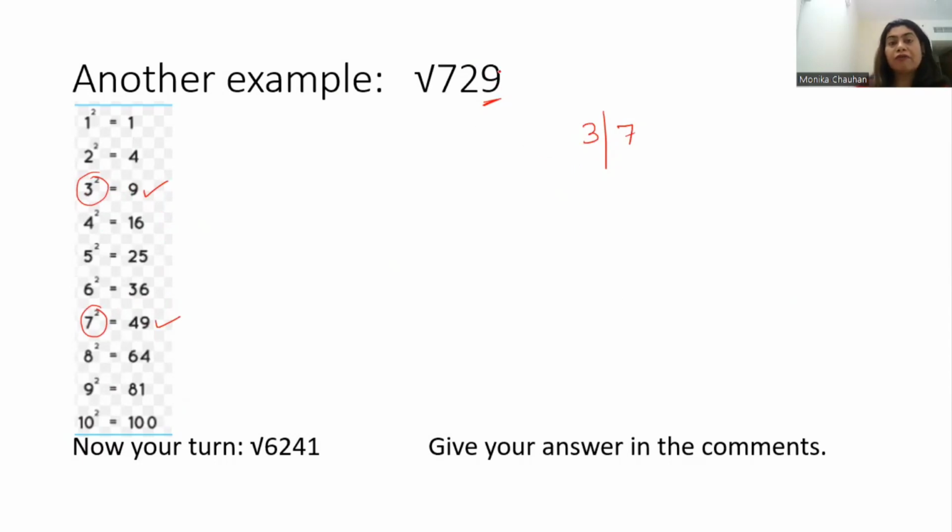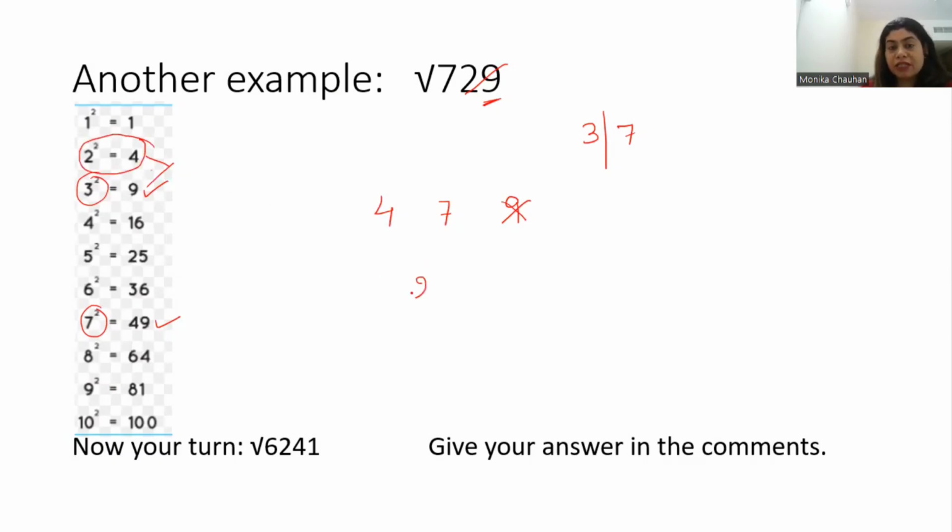Now, you have to cut the last two digits as always. That's the next rule. Now you got 7. Now 7 will lie between which two numbers? Between 4 and 9. Check the squares. 7 is less than 9 and 9 is greater, so I will not consider it. I will consider the number which is less than 7, and that's 4. So the square root of 4 is 2.